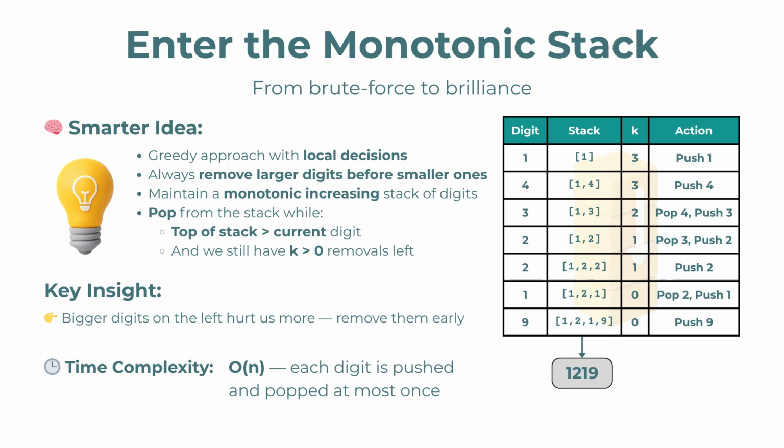Here's the smarter way: a monotonic stack. Instead of trying all combinations, we make local greedy decisions. We remove digits that are larger than the current one, but only if we still have removals left. This ensures the stack remains in increasing order. Why? Because bigger digits on the left hurt us more. Removing them earlier leads to a smaller final number. Each digit is pushed and popped at most once, giving us a clean and efficient O(n) solution.